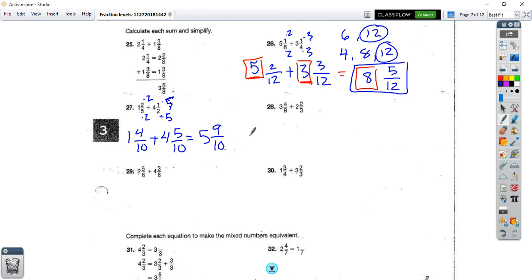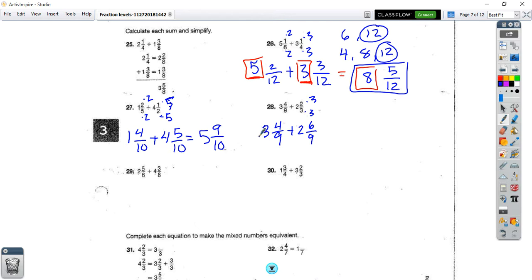I'm going to go ahead and do 28 because it has a problem, something I'd like to show you. So we have 3 and 4 ninths plus 2 and 2 thirds. So I've got ninths and thirds. 3 times 3 gives me 9. 2 times 3 gives me 6. So I have 3 and 4 ninths plus 2 and 6 ninths.